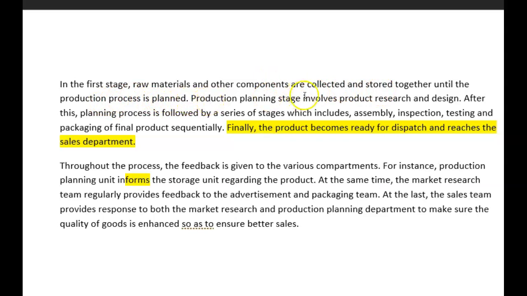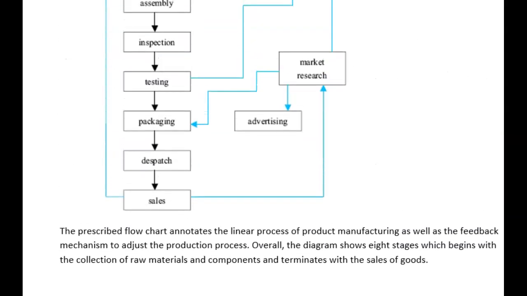You could go here, the production process, which involves product research and design, is completed. Just to incorporate that sentence, which is a bit shorter, into that, but you don't have to, because what you've done is also very clear. After this planning process, you would need there is followed by a series of stages, which includes assembly, inspection, testing, and packaging of the final product sequentially. Okay, all right, that's fine.